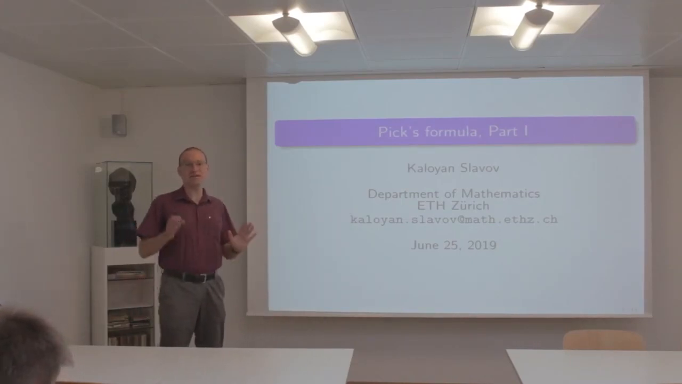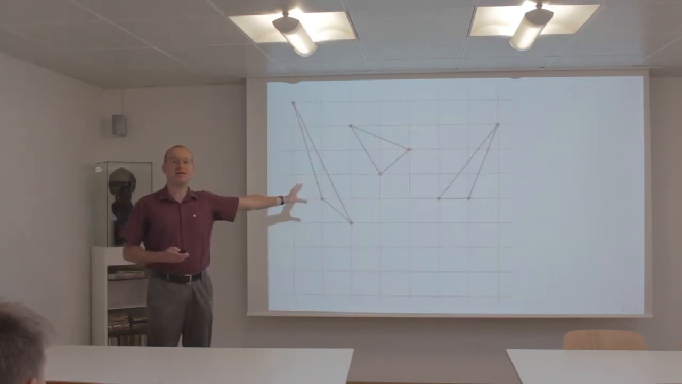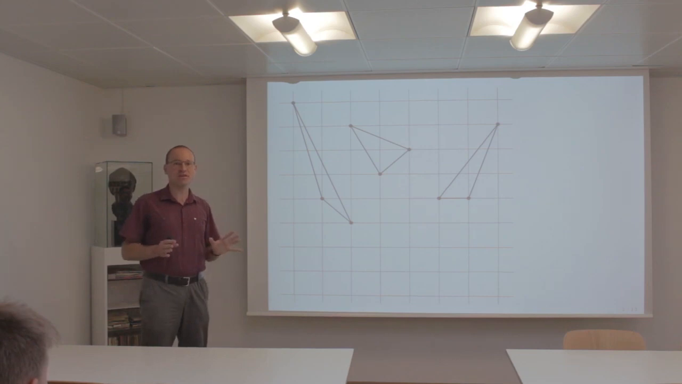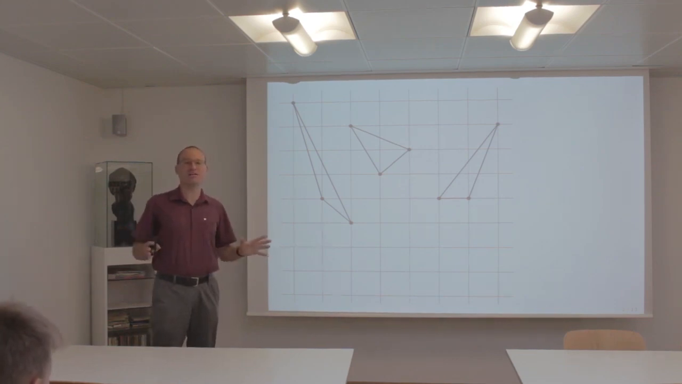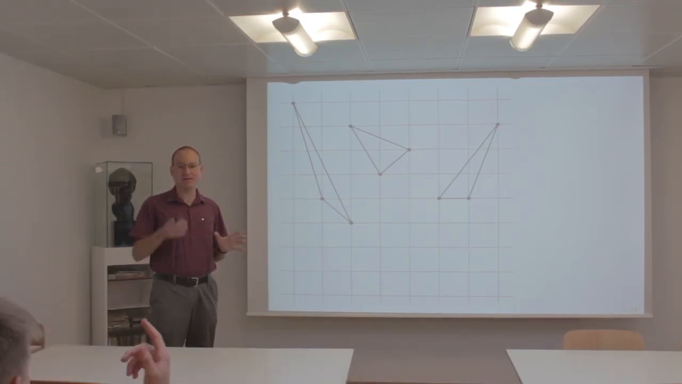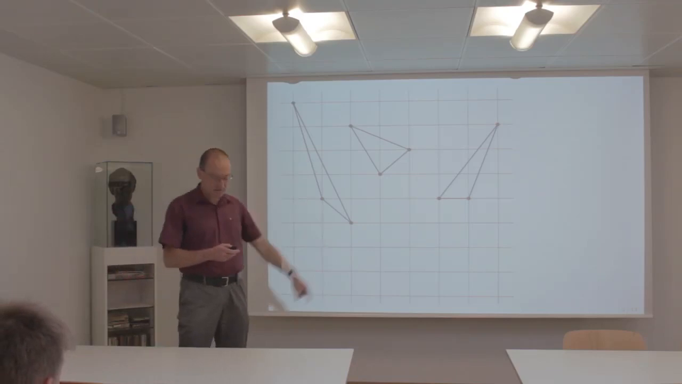The lectures will be interactive, and we begin with a discussion concerning these three triangles. My question for you is, what do they have in common? What features do they share? Yes? The vertices are on the grid? The vertices are on the grid, absolutely.